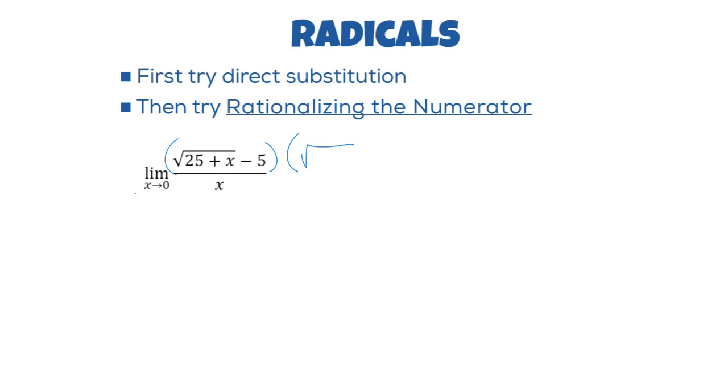So I'm going to end up with a square root of 25 plus x. And instead of a -5, I'm going to have a +5. And then I also do this in the denominator.